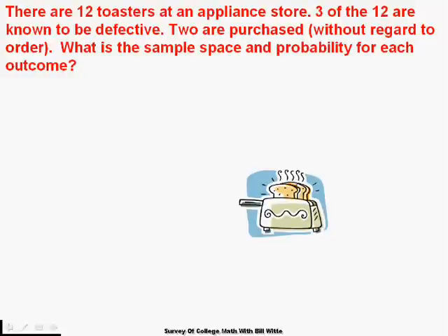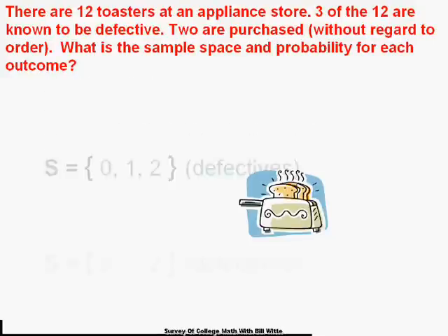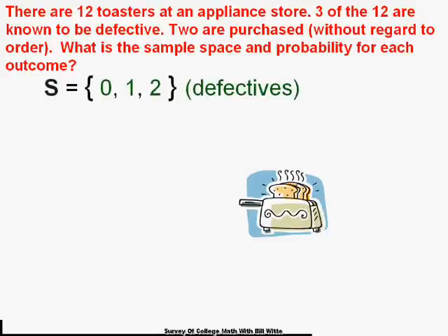Let's start out finding out what the sample space is. What are all the possible outcomes when we purchase 2 of these 12 toasters? We can have none defective, we can have one of our two being defective, or we can have two of our two being defective. That would be a hugely unlucky situation, but it could happen. So we have three problems to do here.